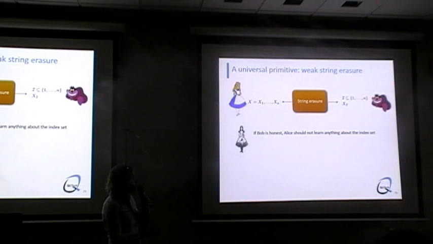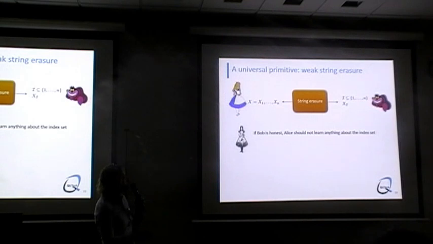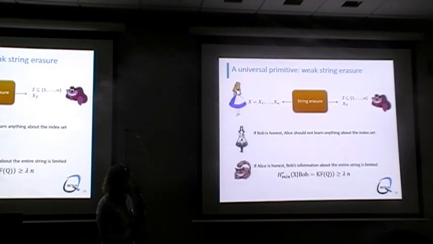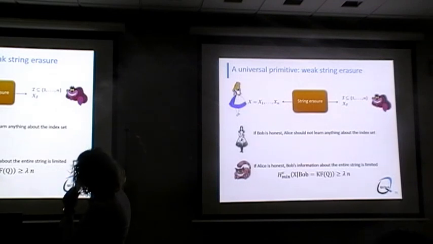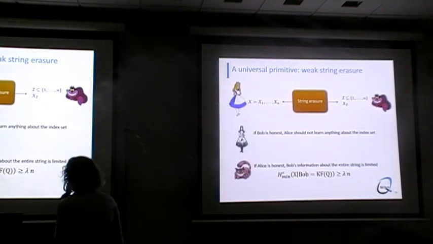So there are some security conditions. I'll be rather informal here. If Bob is honest, but maybe Alice is cheating, then Alice should not learn the index set. So Alice does not learn which of these bits belong to Bob. And if Alice is honest, but Bob is trying to cheat, then Bob's information about the entire string is limited. We are happy if he learns a random subset, so every index is chosen with probability half to be in that set. But his probability of guessing the entire string is small.